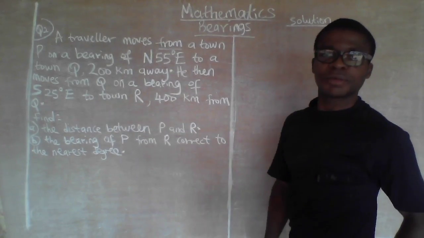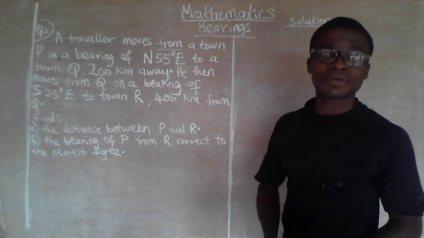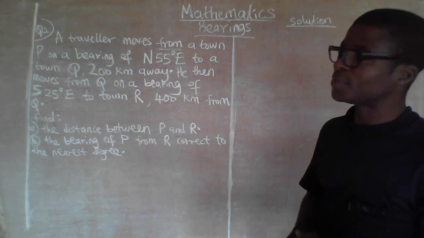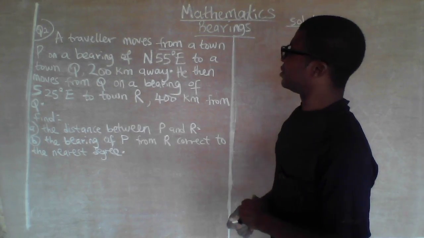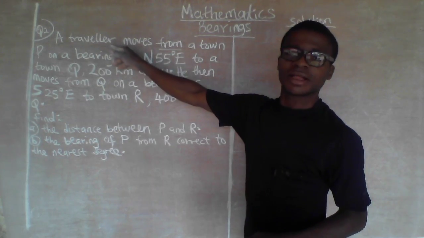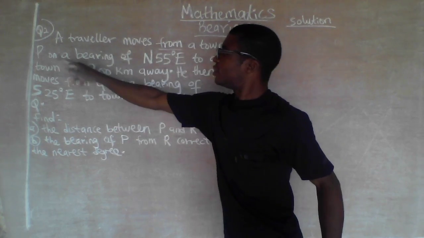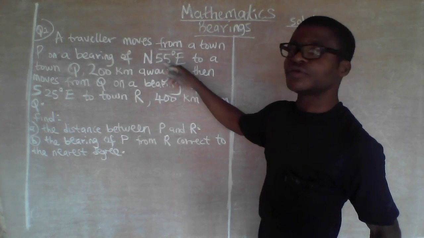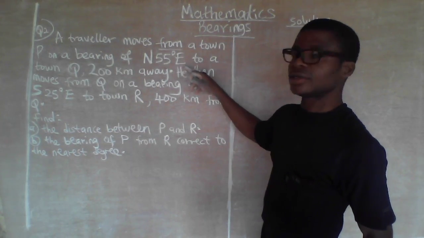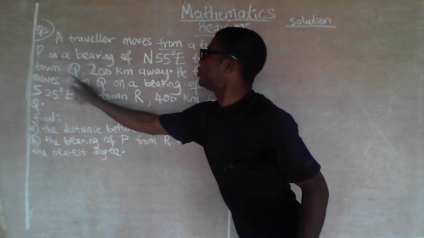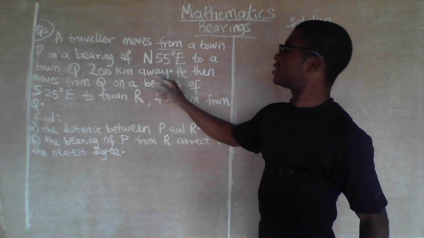This is another problem on the board. The problem is very simple, so let's tackle it. The problem states that a traveler moves from a town P on a bearing of north 55 degrees east to a town Q 200 kilometers away.